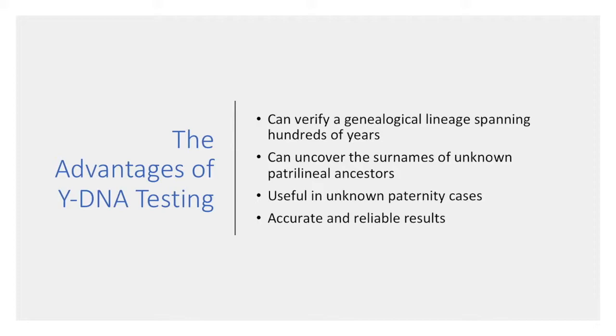It can also uncover surnames of unknown patrilineal ancestors. So, for example, if you know that there's been an illegitimacy or an adoption at some point in your direct paternal line, and you know that there's an interruption in the surname, and you take a Y-DNA test, and you see that a lot of your close matches have the same surname, that's a good indicator that that is the surname of the ancestor that you're trying to trace.